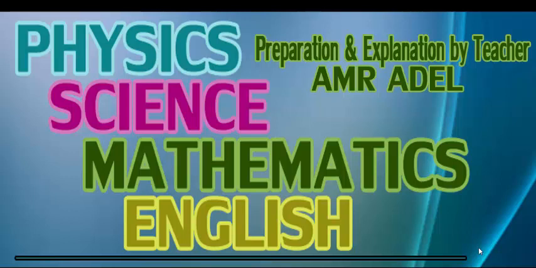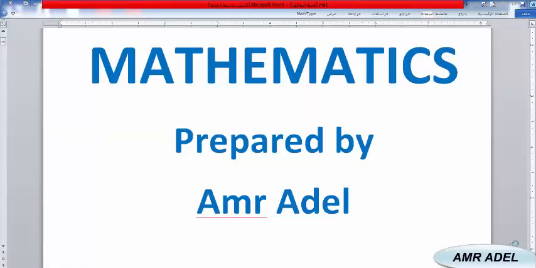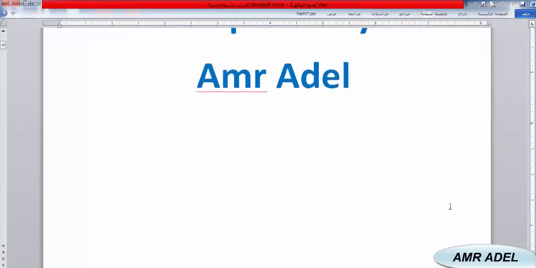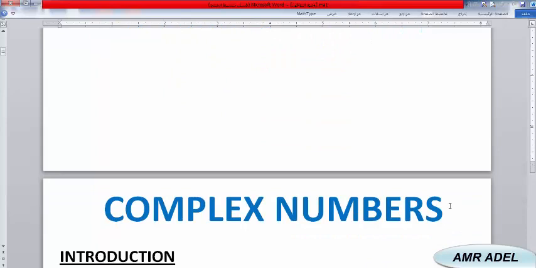Now we will start the lessons of mathematics, and the first lesson today is about complex numbers. Before we can know the complex numbers, we first have to know the kinds of numbers. Okay, now let's start with the first kind.